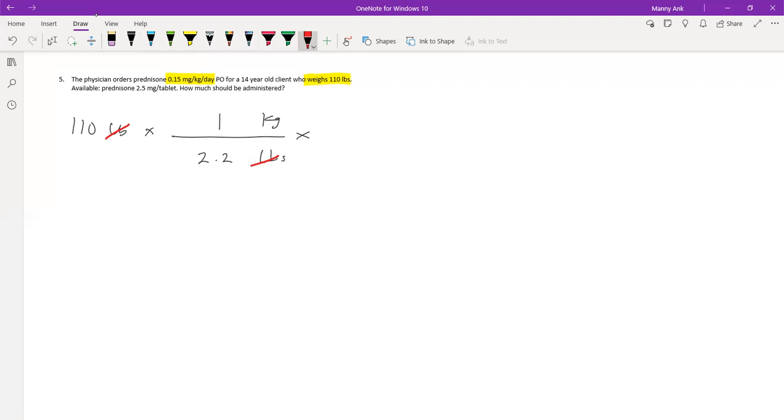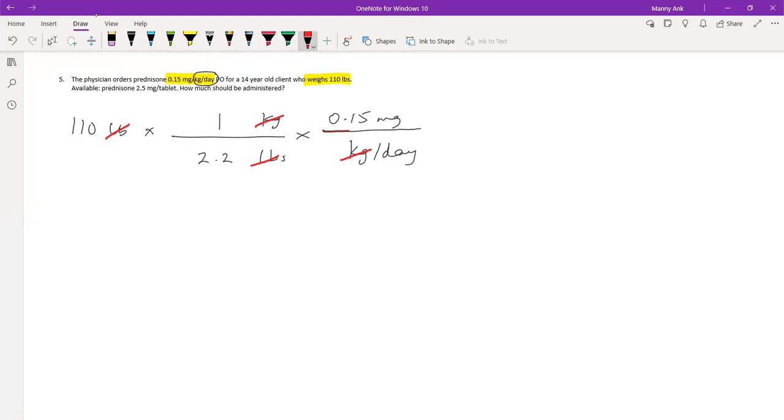All right, so now I can factor in my conversion factor here, which is the order. It says give 0.15 milligrams. Since it's a three-factor problem, all this here will be in a denominator. So I'm going to put that kilogram per day in the denominator like this. So what happens? I can cross out the kilogram here. What do I have here? I have milligram per day left. So how many tablets am I going to administer?